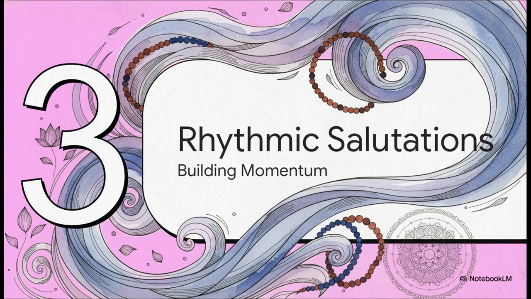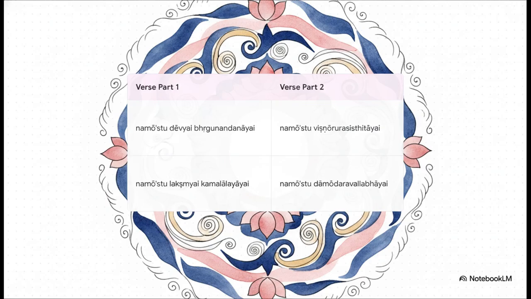All right, Section 3, the rhythmic salutations. Let's dig into the structural heart of this prayer, where the repetition really builds momentum. Now, what's really interesting about this slide is the sheer architectural discipline of the verses. Notice the strategic repetition of namostu, which translates to salutations. Over and over you chant, Namostu Devyai Bhrigunandanaye, Namostu Vishnu Urasistaye. That repetitive structure is entirely on purpose.